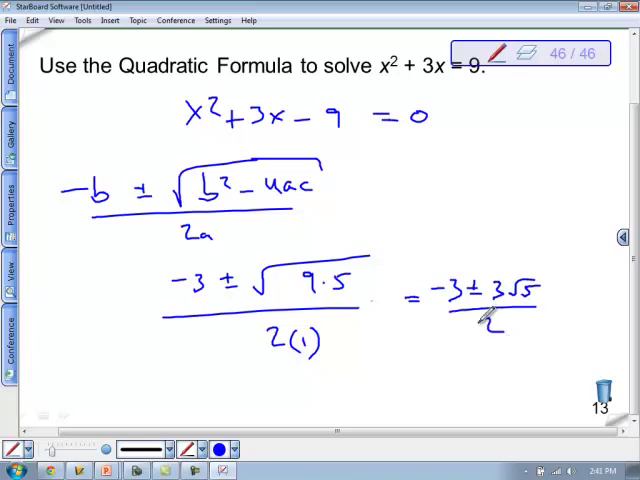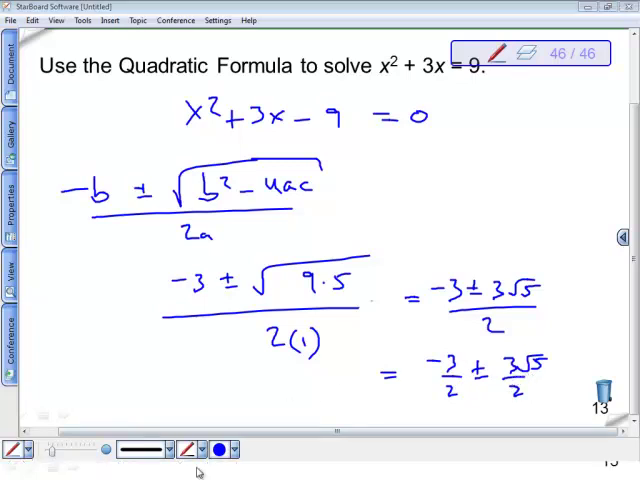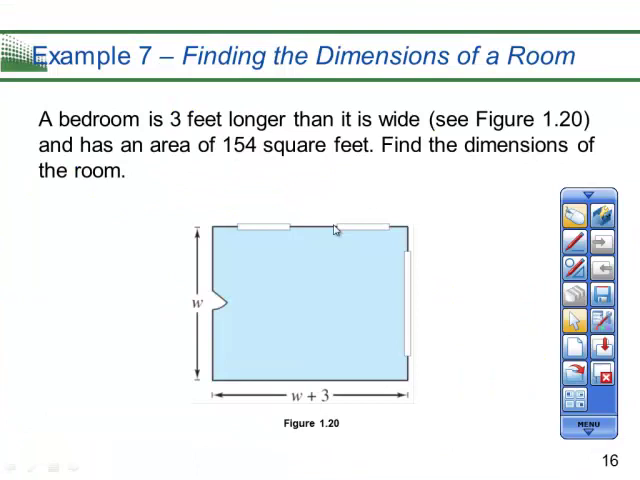So there's my two answers. All right, which is -3/2 plus or minus 3/2 times the square root of 5. I guess you could rewrite it that way, those are my two answers as fractions. I know you could turn these into decimals as well, but I like fractions. That's fine. Let's try one application problem.